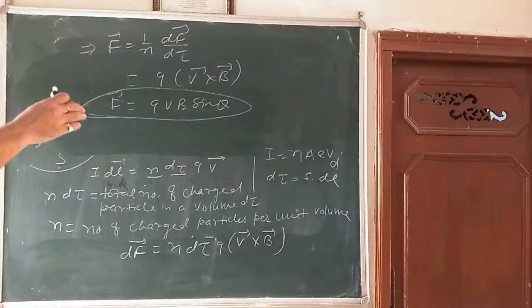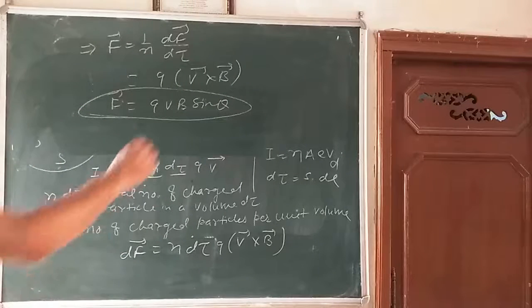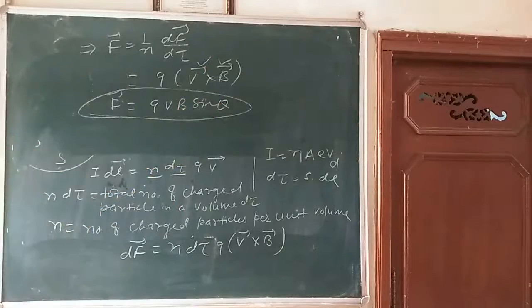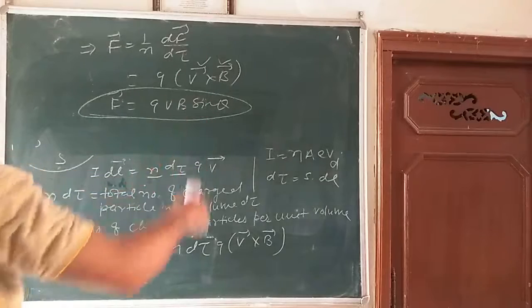So the force F is always perpendicular to both the velocity v and B. Is it clear? Now write down these things. This formula we have used earlier also, this is how it comes here.